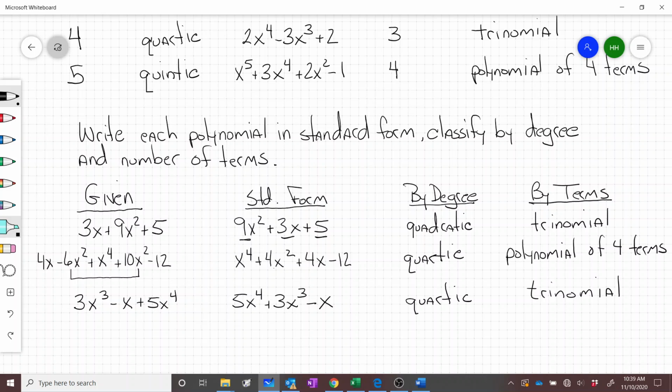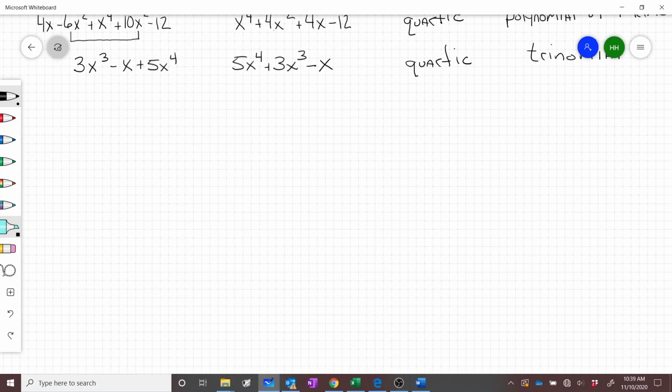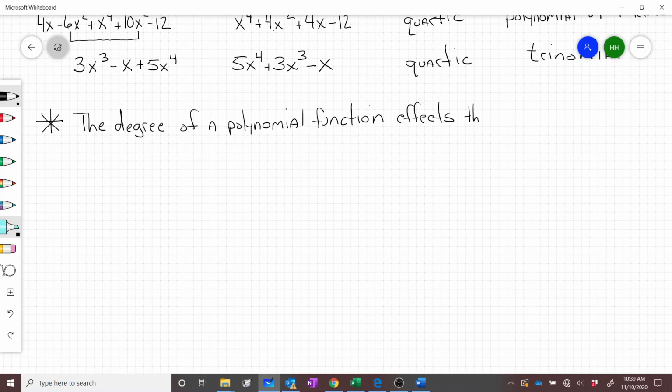Now, why you do all that is for this. The degree of a polynomial function affects the shape of its graph. And determines the maximum number of turning points.